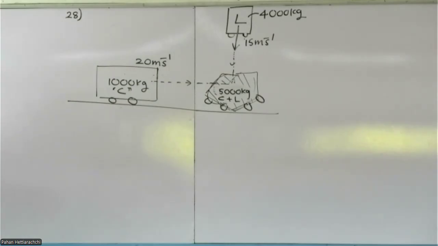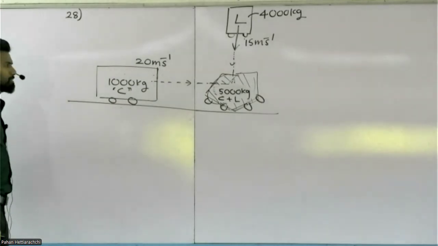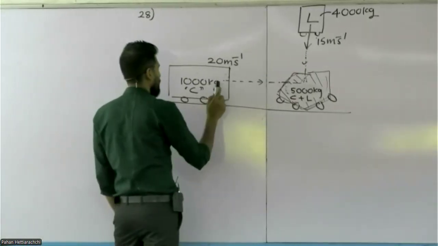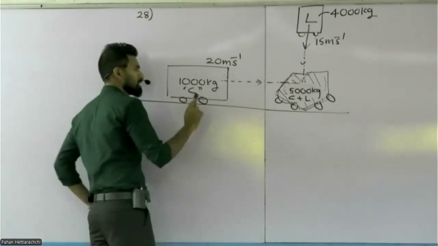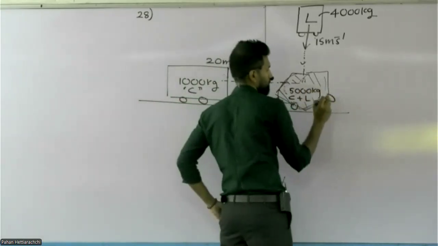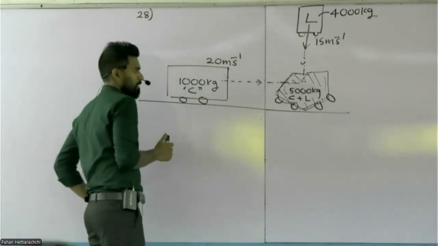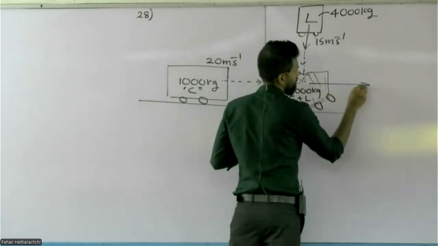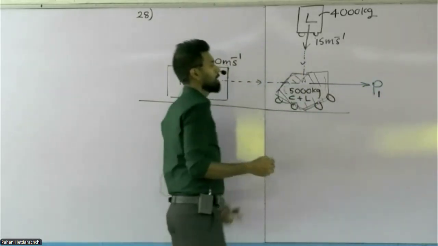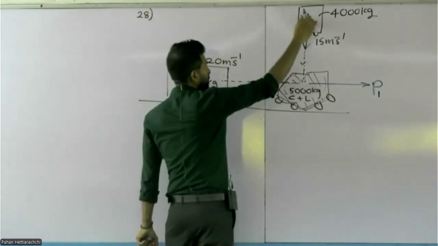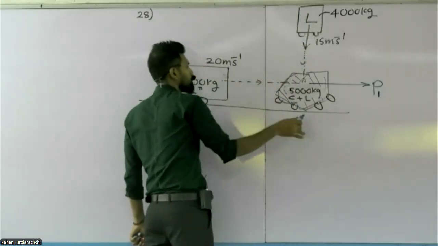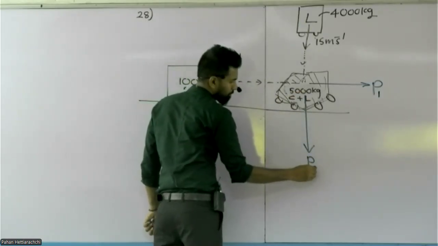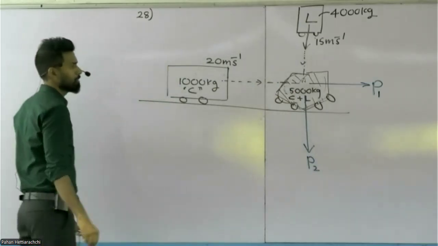Okay, I'm going to explain this. Now, this is what happened. Initially, due to the momentum of the car, there's a momentum in this direction. So, after the collision, there's a momentum in this direction, P1. Initially, due to the motion of the lorry, there's a momentum in this direction. So, there's a final momentum in this direction too, P2.